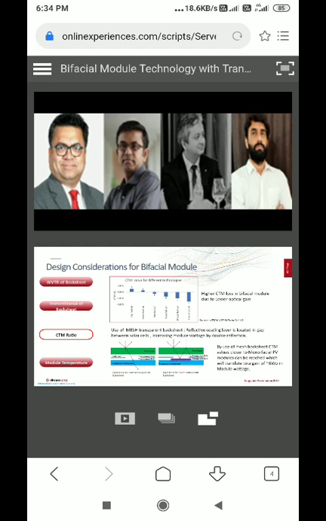The light that goes through those gaps, you're not going to catch them. And therefore, the CTM, cell to module loss, is significantly higher in the case of bifacial modules. Now, there are backsheets, transparent backsheets, to mitigate this issue.